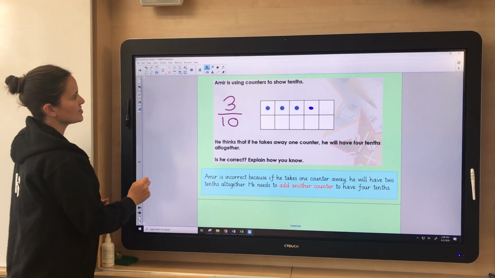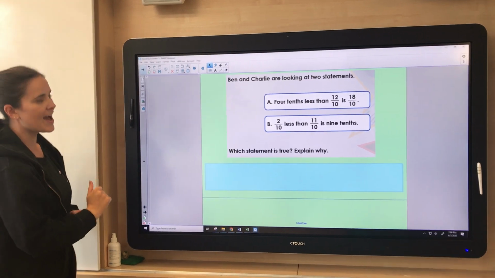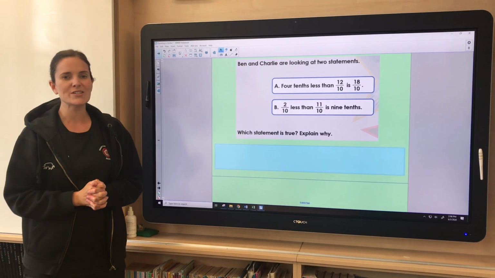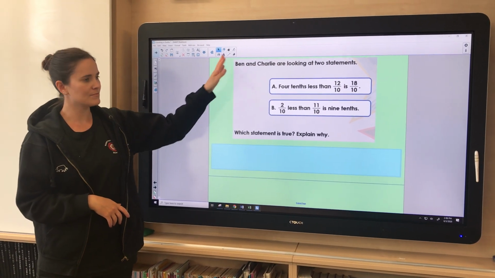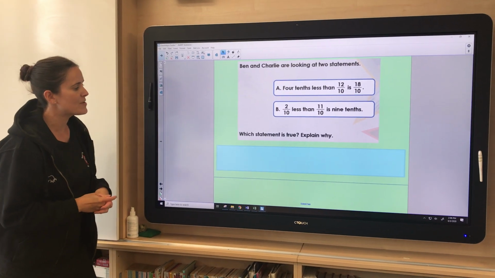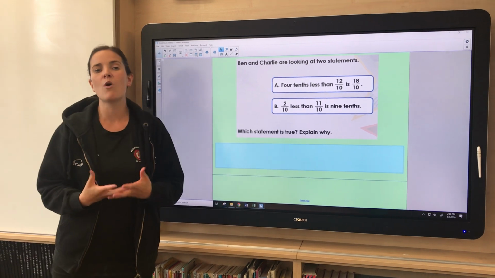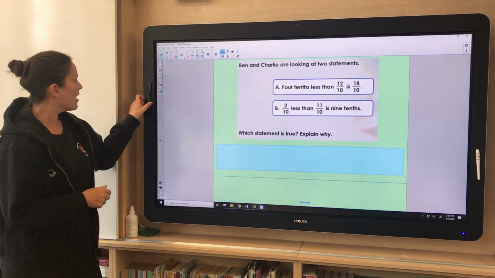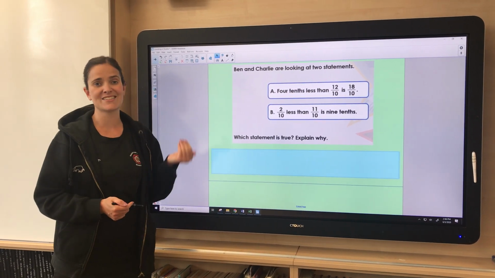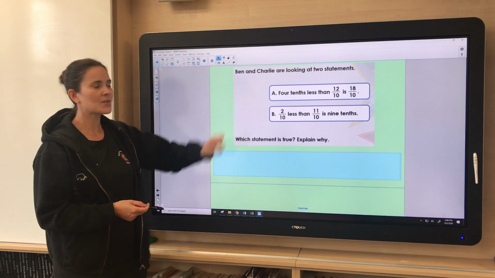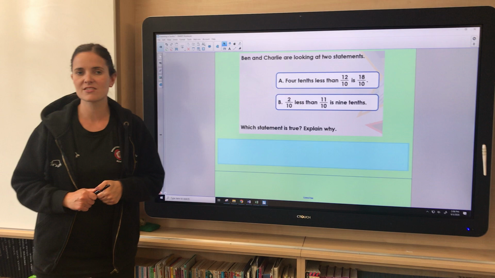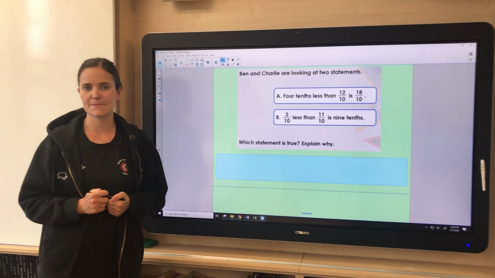There is one more question type that I'm going to show you, and it's this one here. Ben and Charlie are looking at 2 statements, statement A and statement B. Which statement is true, we are being asked, and we've got to explain why we know. I always approach these questions by looking at one statement at a time. So I'm going to start with statement A, which says 4/10 less than 12/10 is 18/10.